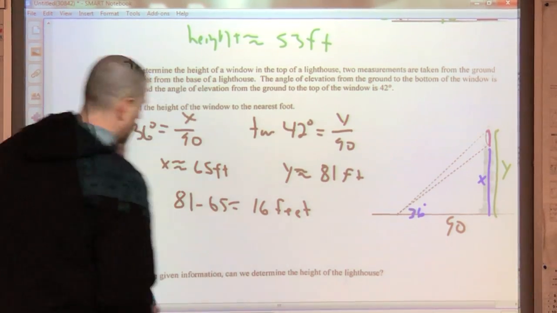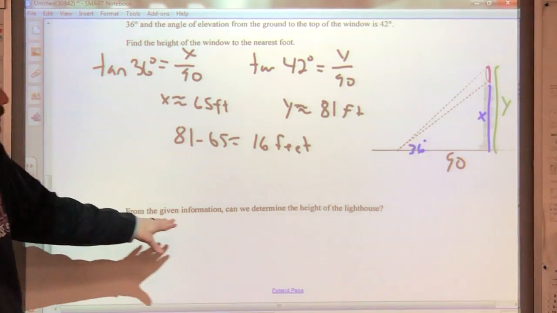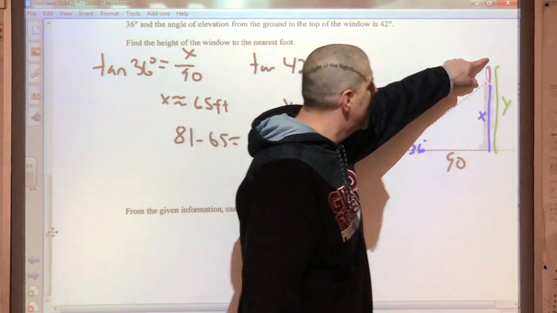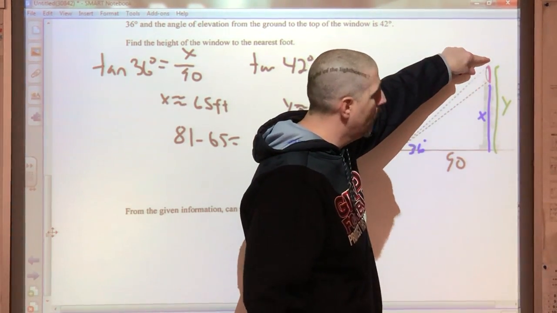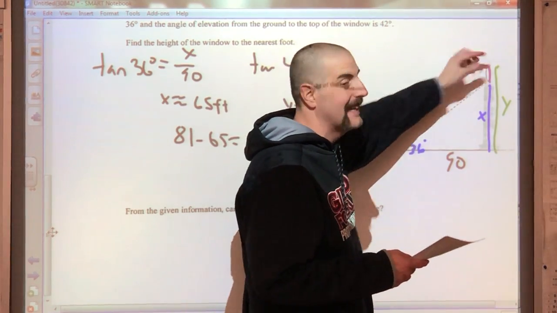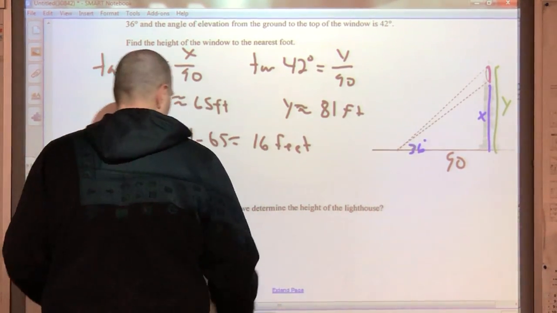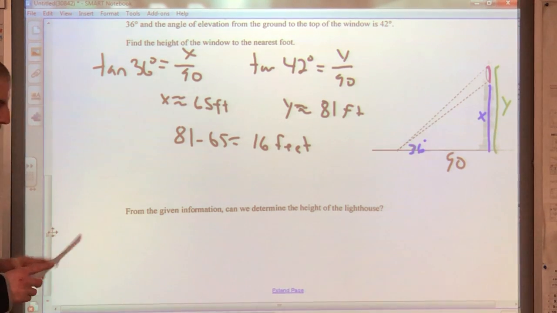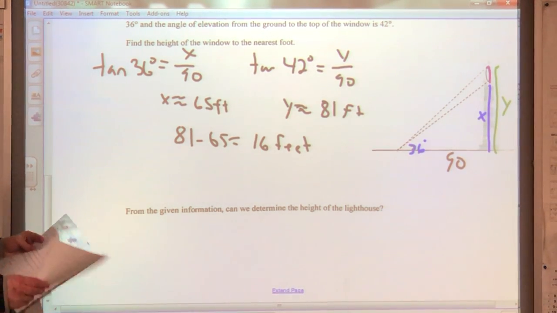Now, this question says, from the given information, can we determine the height of the lighthouse all the way to the top? And the answer is no, because we don't have that angle. We'd have to take a guess. So the answer is no for that. All right, moving right along here.